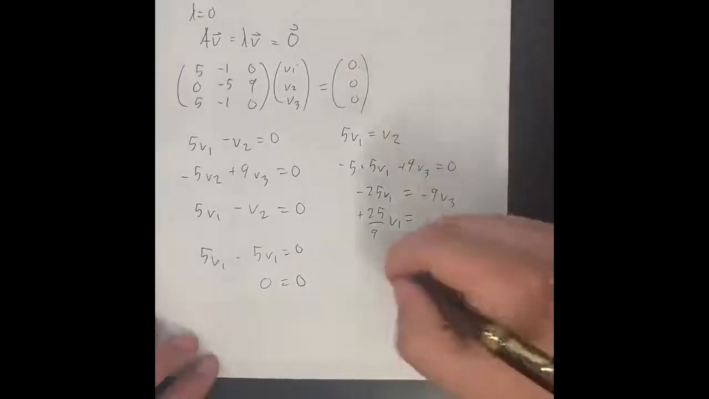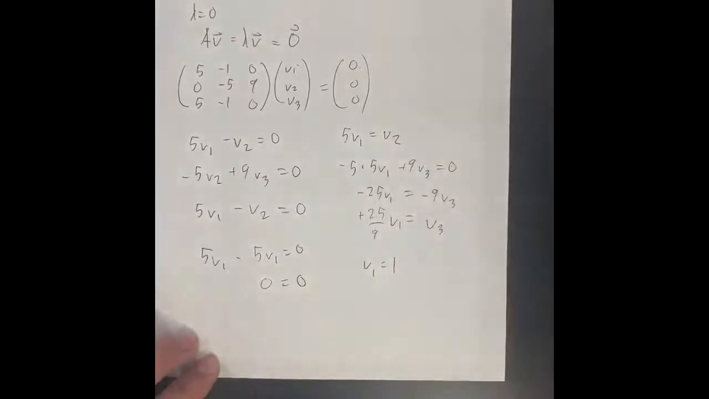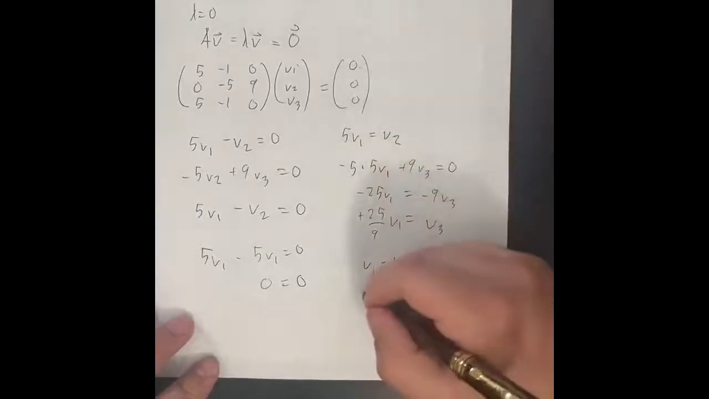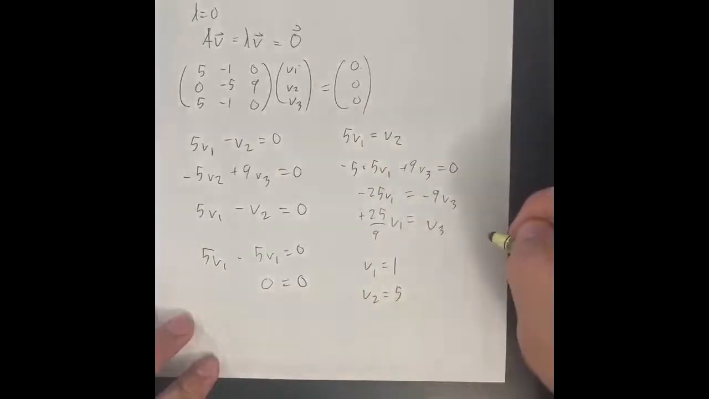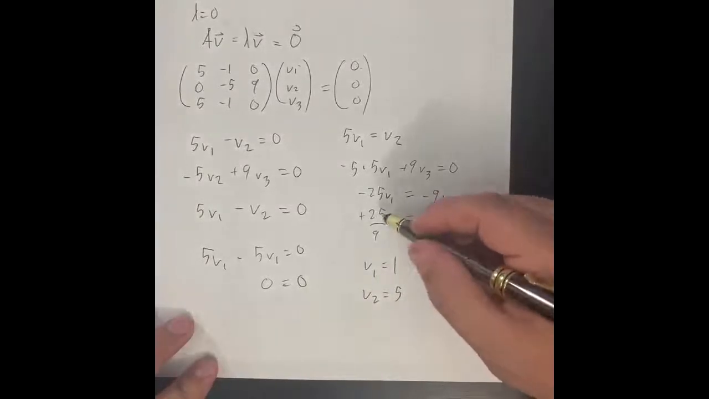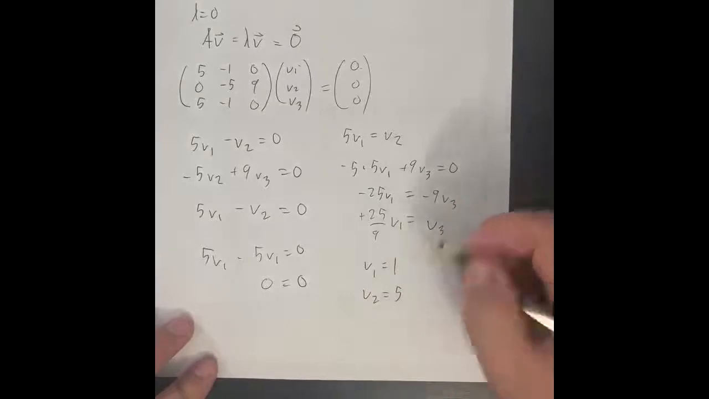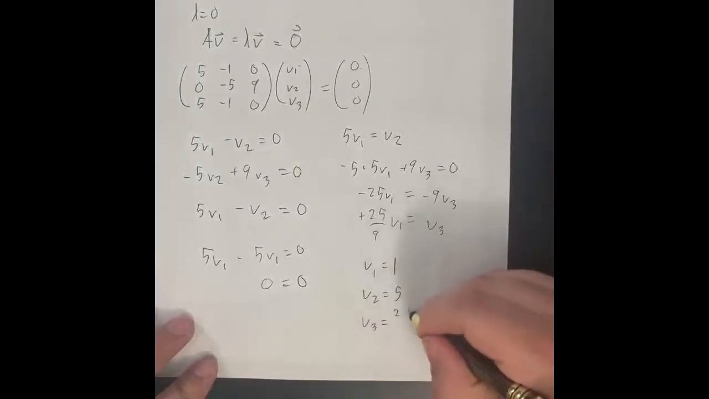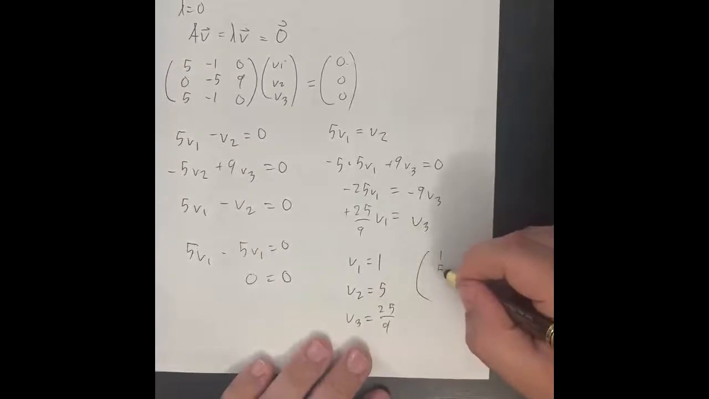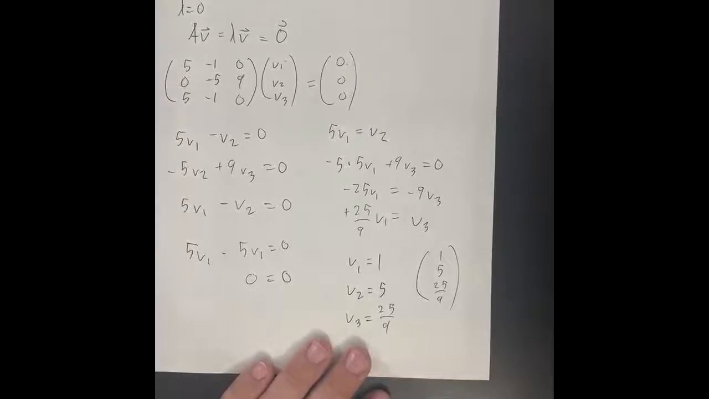So for example, if I pick v1 equals 1, then I plug that in. I have 5 times 1 equals v2. So that means v2 equals 5. And if v1 is 1, then 25 ninths times 1 is v3. So v3 is 25 over 9. So the vector 1, 5, 25 over 9 is an eigenvector.